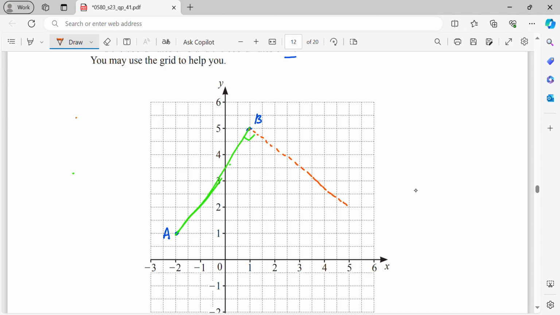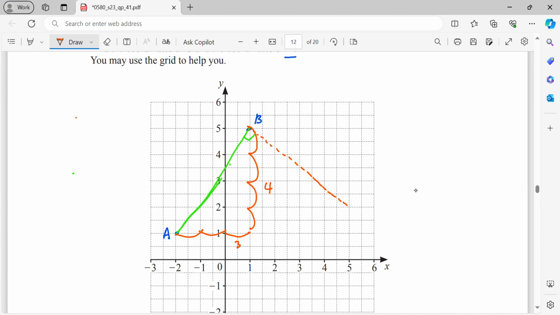Okay, so how do I calculate? I should not count like that, I should just count like this. 1 unit, 2 units, 3 units. Here 3. Then you go up. 1, 2, 3, 4. Here 4. So 3 units to the right, and 4 units up.